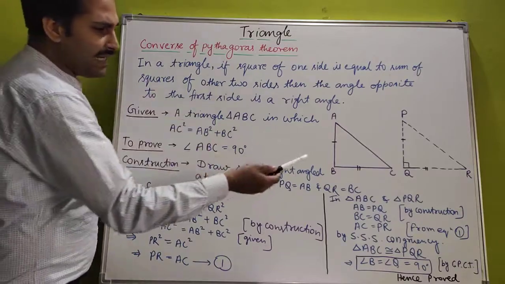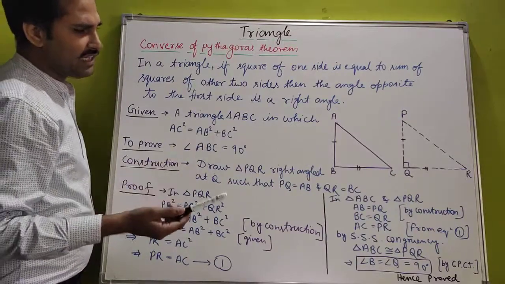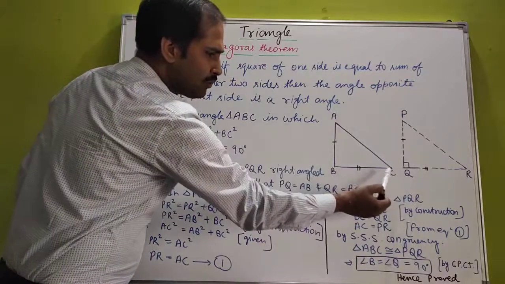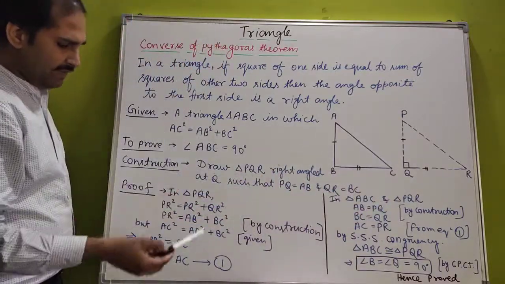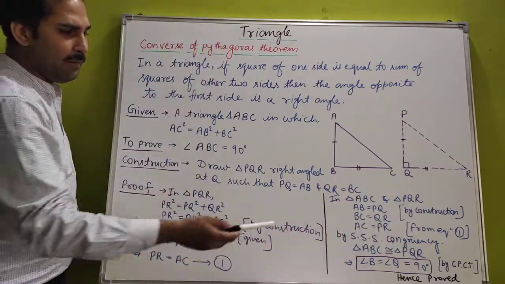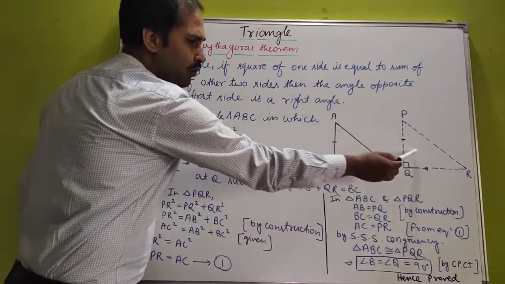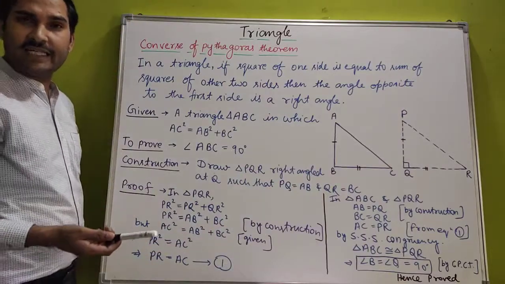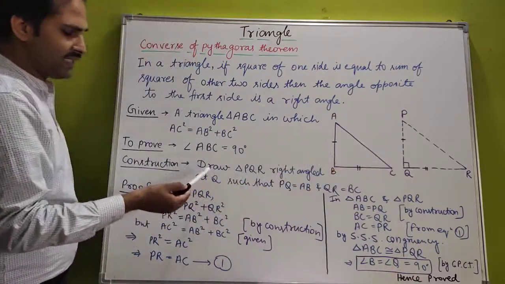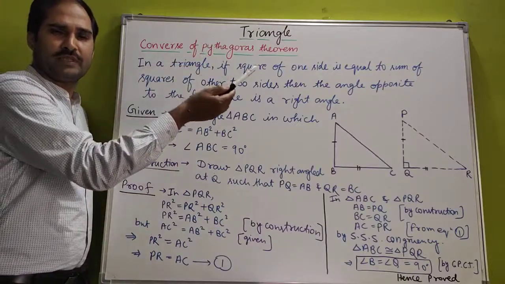Now, if in triangles ABC and PQR we try to prove congruency, the first condition is AB is equal to PQ by construction here. QR is equal to BC by construction again. And we already proved PR is equal to AC. This is our third condition. So we can say that by SSS, that is side congruency, triangle ABC is congruent to triangle PQR, and since the triangles are congruent, their corresponding angles are also equal, and angle Q is equal to 90 degrees by construction, so angle B is also 90 degrees, and this is what the converse of Pythagoras theorem says.